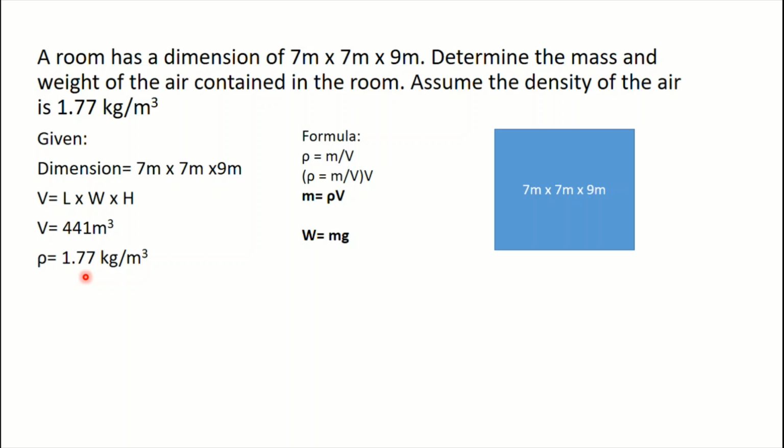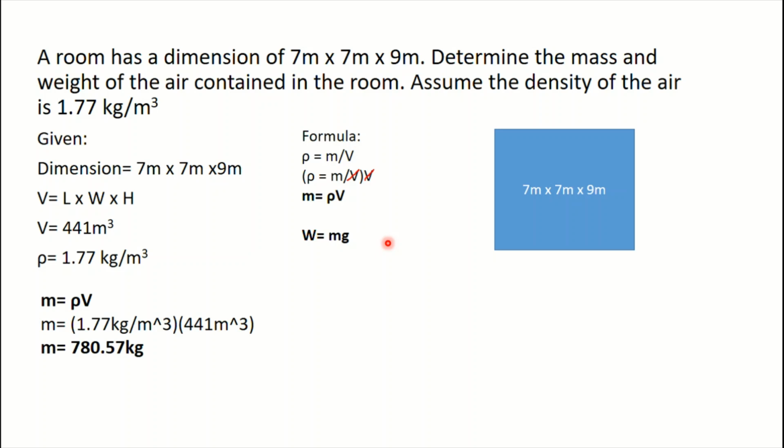And the formula that we're going to use is the formula of the density, which is density is equal to mass over volume. And to find the mass, we're going to multiply both sides by volume. So this will be cancelled. Then mass is equal to density times volume. And the formula for the weight is equal to mass times gravity.